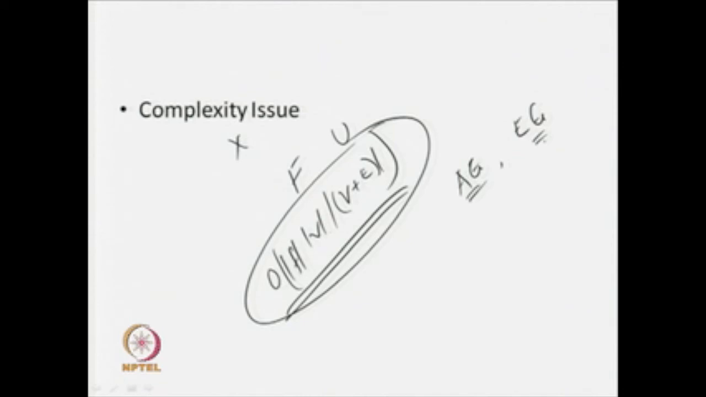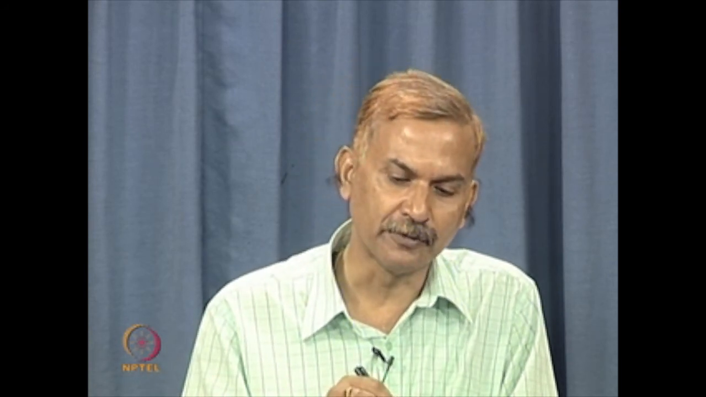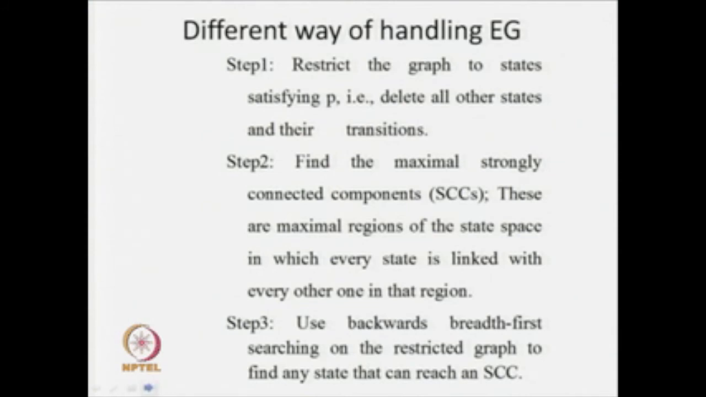If you look at AG and EG, we may have some other way to look at these two operators. We will see one of these particular things. Now, what is the way that we are going to do it? This is a slightly different approach. Now, see the algorithm. In step 1, we are saying restrict the graph to states satisfying P, that is, delete all other states and their transitions.